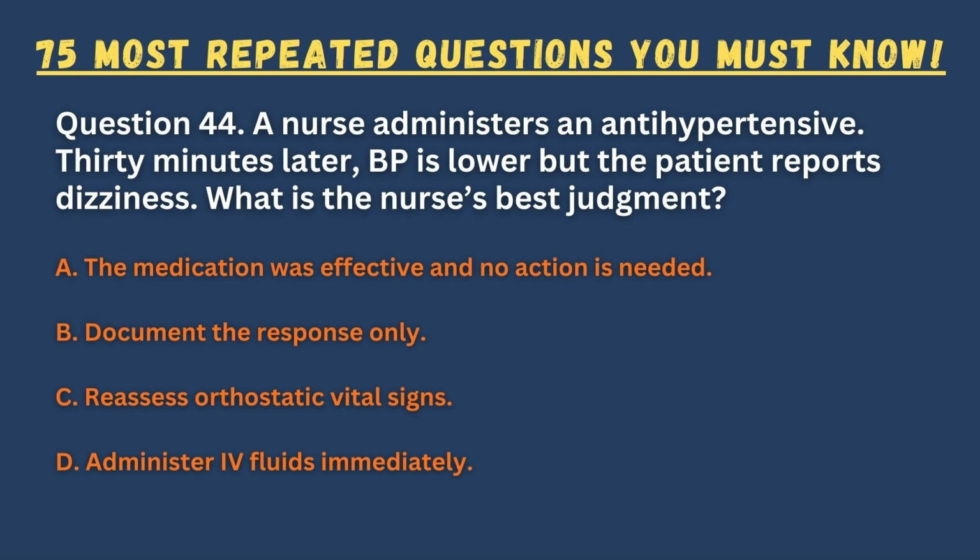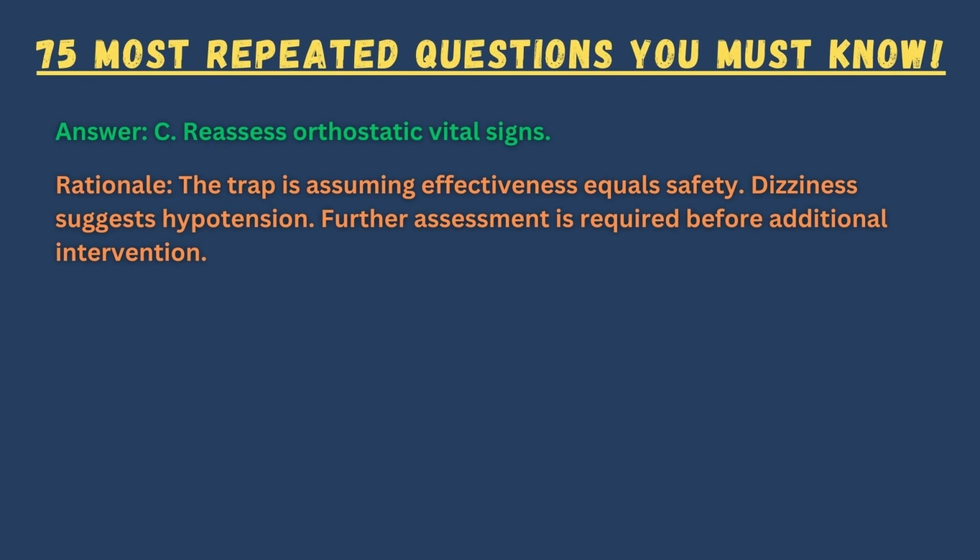What is the nurse's best judgment? A. The medication was effective and no action is needed. B. Document the response only. C. Reassess orthostatic vital signs. D. Administer IV fluids immediately. Answer: C. Reassess orthostatic vital signs. Rationale: the trap is assuming effectiveness equals safety. Dizziness suggests hypotension. Further assessment is required before additional intervention.